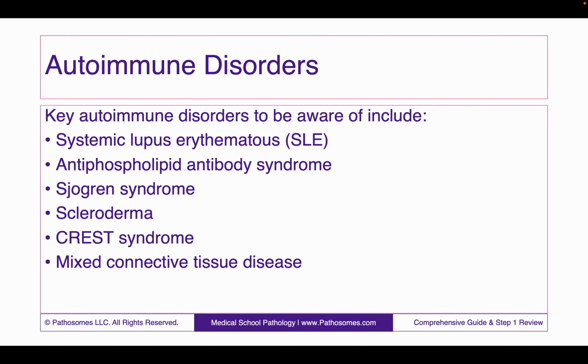This is very important. There's some key autoimmune disorders to be aware of for your medical career, for pathology exams, for Step 1 exam, right? You need to definitely know about systemic lupus erythematosus from here on out. If you don't know, now you know. It always shows up. Antiphospholipid antibody syndrome, Sjögren syndrome, scleroderma, CREST syndrome, and mixed connective tissue disease. You have to know all of these, but you do know all of these. So let's hammer down some key points.